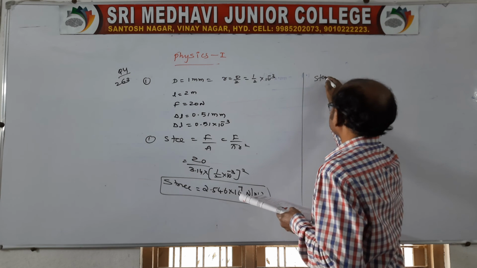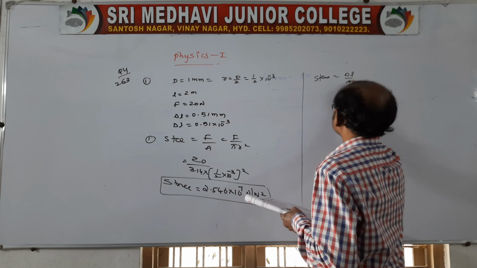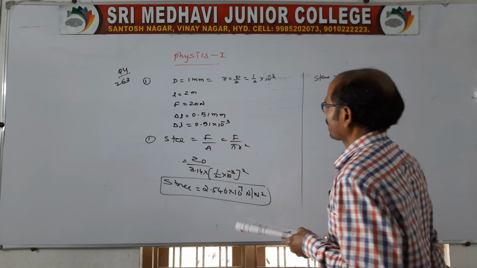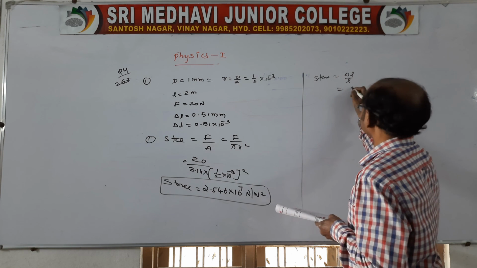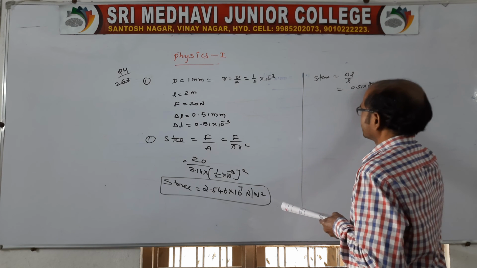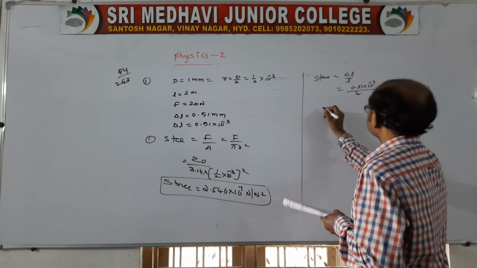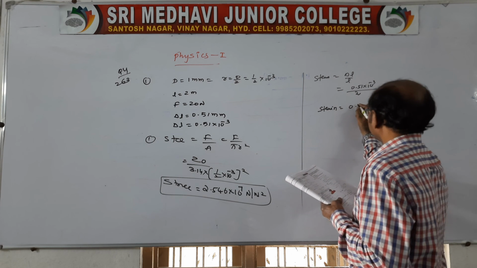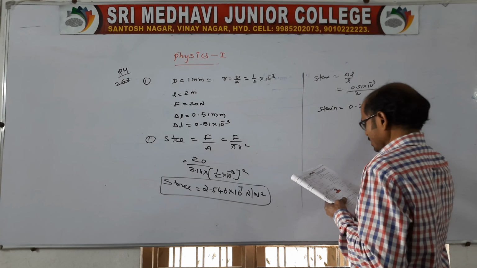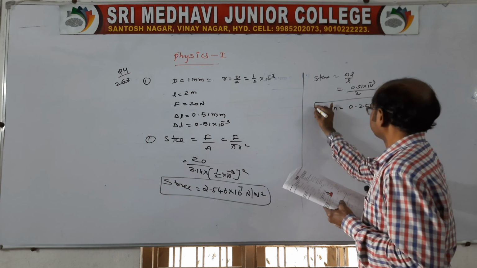In the same way, go for the strain. Strain is nothing but delta L by L. We know delta L is 0.51 mm and L is 2, so you write 0.51 into 10 power minus 3 by 2. After simplification, the strain is 0.255 into 10 power minus 3.